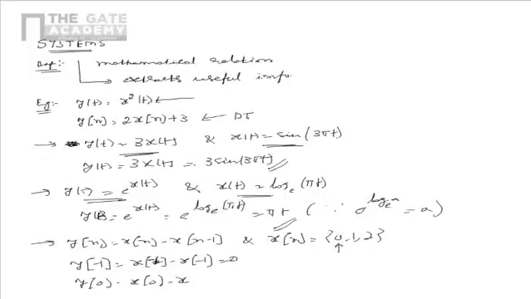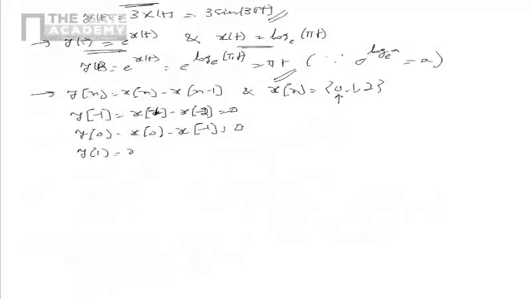y of minus 1 equal to x of minus 1 minus x of minus 2. This is 0. And y of 0 equal to x of 0 minus x of minus 1. This is also 0. And y of 1 is equal to x of 1 minus x of 0. This is by substituting n is equal to 1 in the given relation. This is 1. And y of 2 is equal to x of 2 minus x of 1. This is equal to 1.